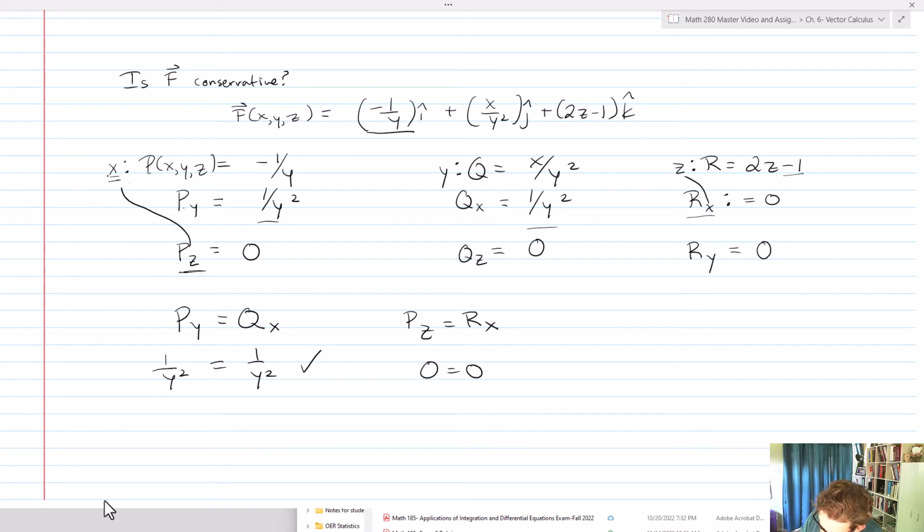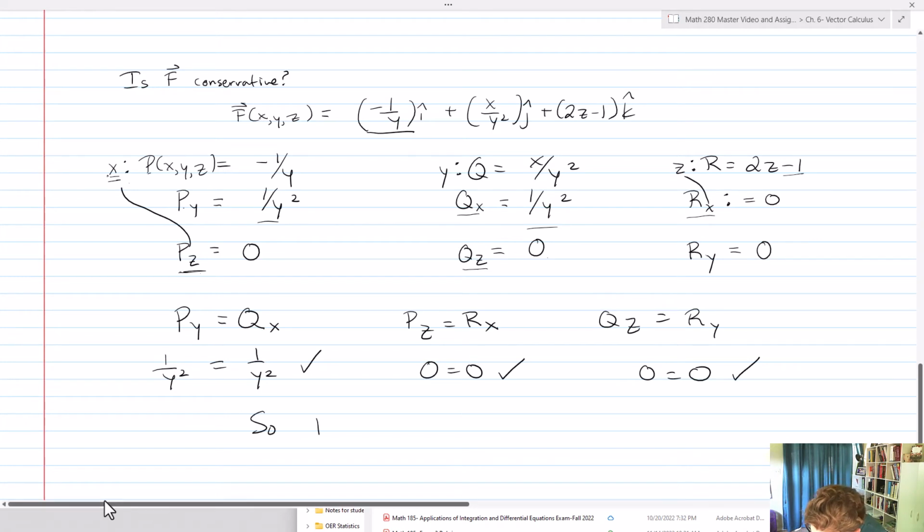Next up, we already did q_x. We now need to look at q_z, so that's the yz pair. So q_z is 0, and q_z has to equal r_y, because that's yz as well. And that's 0 equals 0. And that's all of our different pairs. If you notice, check, check, and check, the three that we need are all equal to one another. So f is conservative. That is a conservative vector field, and that means we are going to be able to find a potential function for this conservative vector field.